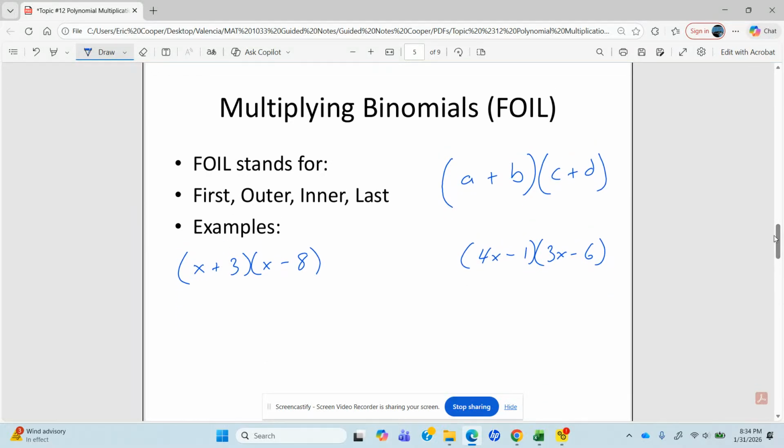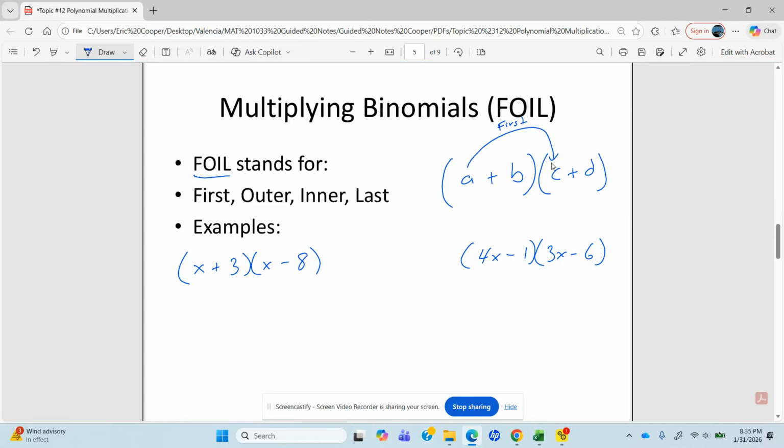Multiplying binomials. So again, a binomial is something that has 2 terms. What if we multiply a binomial by another binomial? To help us remember it, we use this acronym FOIL to be able to help us remember how we're going to do it. The FOIL stands for first, outer, inner, and last. And what that means is, for first, we're going to take the first two terms of each binomial and multiply them together.